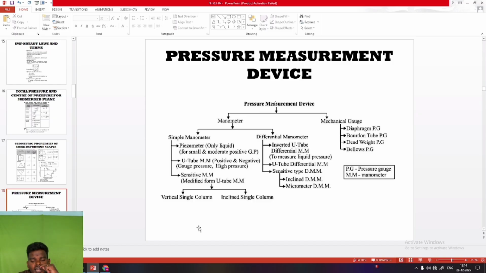The differential manometers are classified into three: the inverted U-tube, also known as a differential manometer to measure liquid pressure, and U-tube differential manometers, and sensitive types of differential manometers, which are also classified as inclined differential manometers and micrometer differential manometers. And mechanical gauges are classified into four types: diaphragm pressure gauges, bourdon tube pressure gauges, dead weight pressure gauges, and bellows pressure gauges.